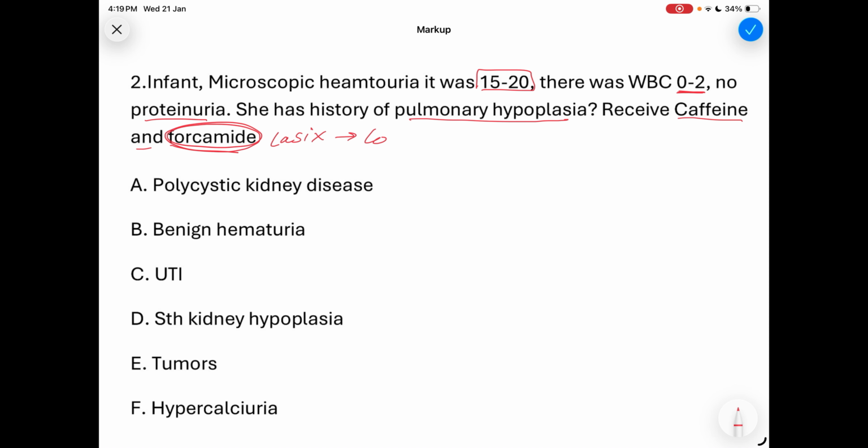Also, it is a loop diuretic. So this is a kind. هذا سؤال ناقص. So خلينا نمر عليه شوية. Would this be polycystic kidney disease? خليك شوية على جنب. Benign hematuria. You're not a diagnosis. Is this a UTI? No. قلنا WBCs لا. Is this kidney hypoplasia? خليك شوية على جنب. Is this a tumor?